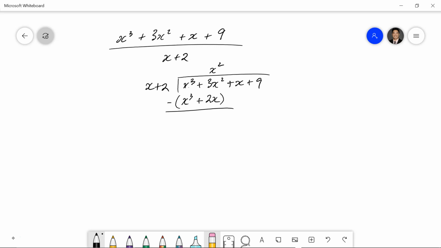And now that 3x squared, so 3x squared minus 2x squared is just x squared, and then we can bring down the x. We will do the same thing. So x squared divided by x is just x, and then re-multiplying across. So x times x is x squared, x times 2 is 2x, and we're going to subtract. Okay, so x squared minus x squared is just 0, but x minus 2x is minus x.